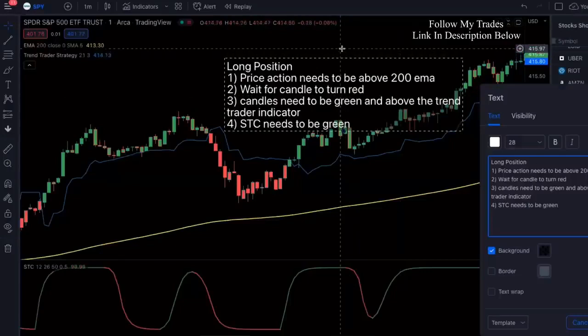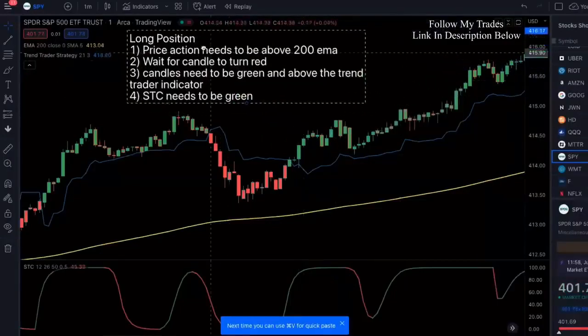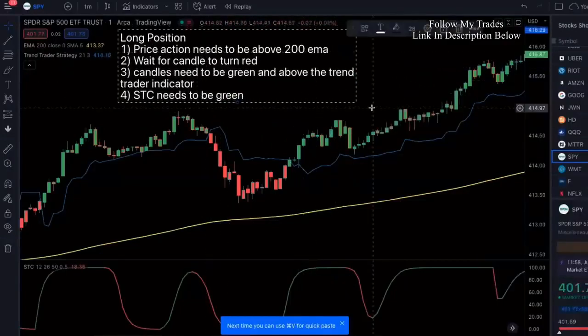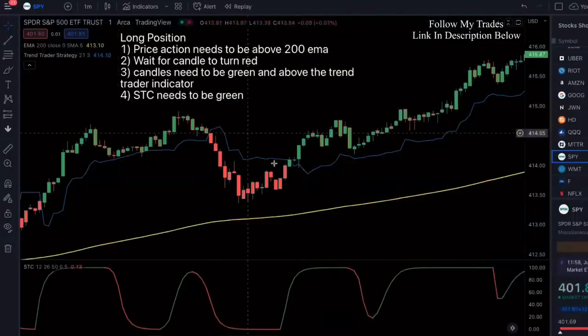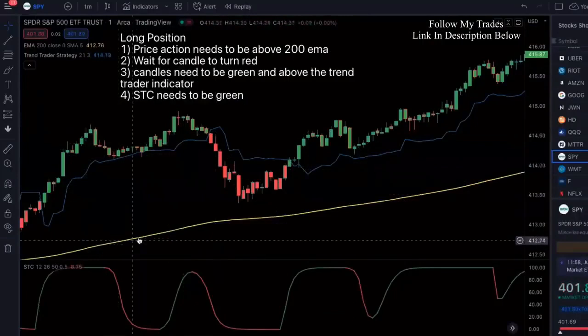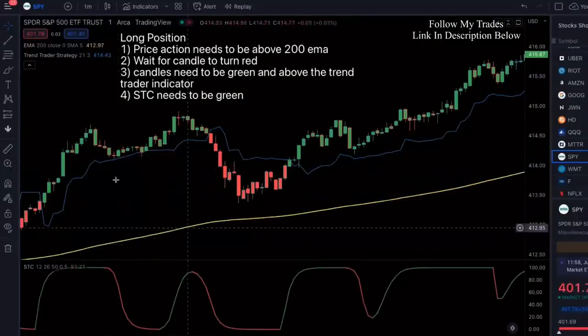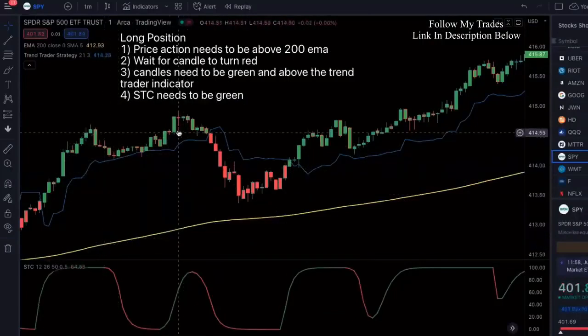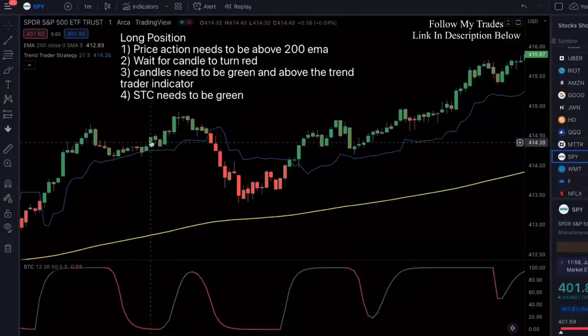Okay. So now let me show you guys what I mean by this. Let's move the rules over here so you guys can still see them. All right. So basically you see this trend going up, right? Price action is above the 200 EMA. Great. It's all green. And this is one of the cool things about this trend trader strategy, is even with the little blips, you'll still get green candles to kind of show you that it's still an uptrend market.